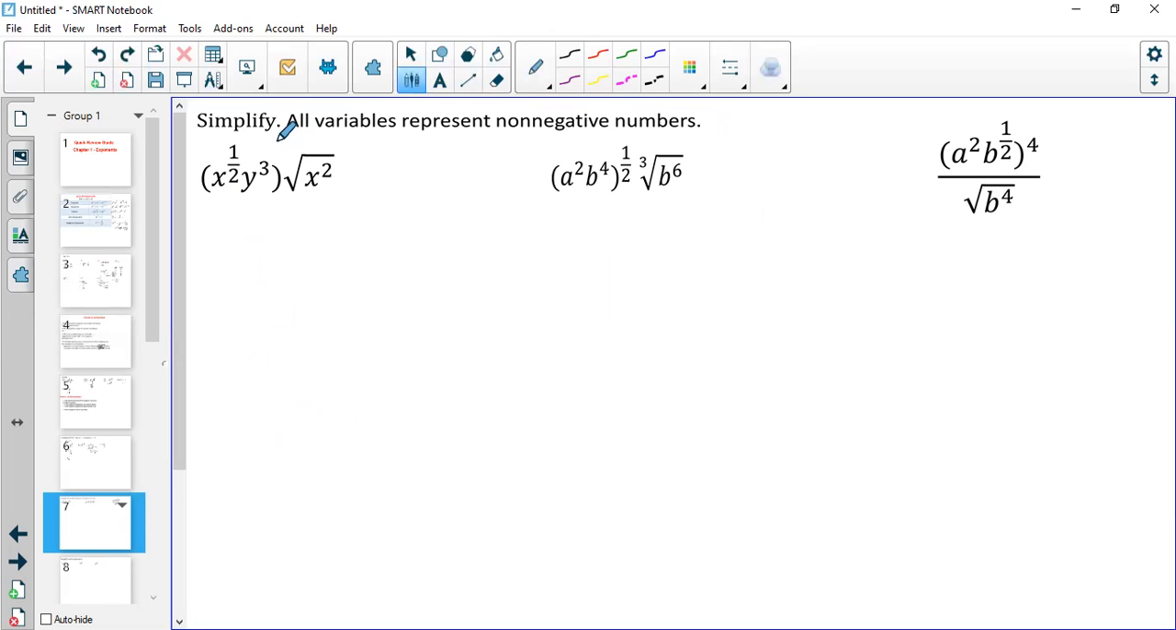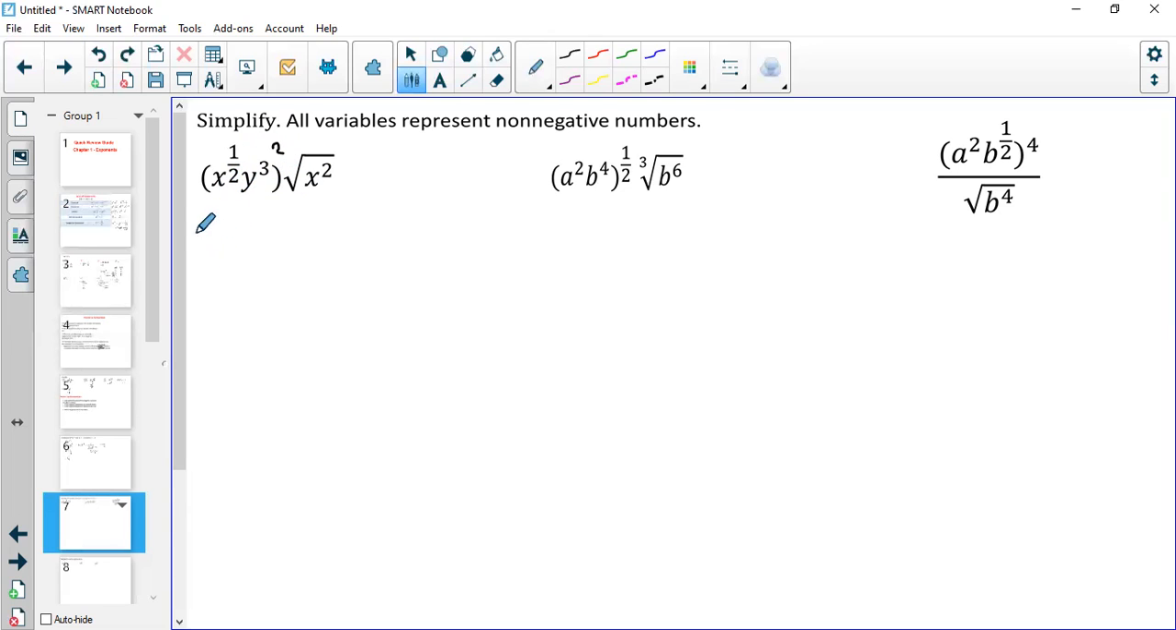So let's keep this as half, or rather, let's keep it as a square. Okay, x to the power of half, y cubed, to the whole power of 2, and the square root of x squared. Right, what you're going to do here is just multiply them. As you know, they're like parentheses, so you multiply.